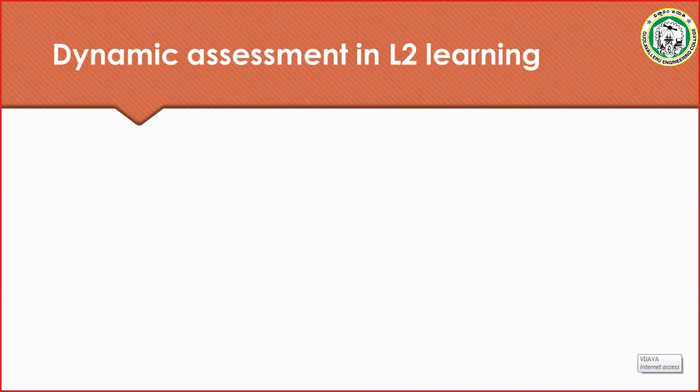Next, I'm going to talk about dynamic assessment in L2 learning. Some of you might be familiar with it. I thought of talking about it here today because we need to evaluate and understand what's not right with the way we've been assessing our students so far in face-to-face context as well. Why it has not been enough.